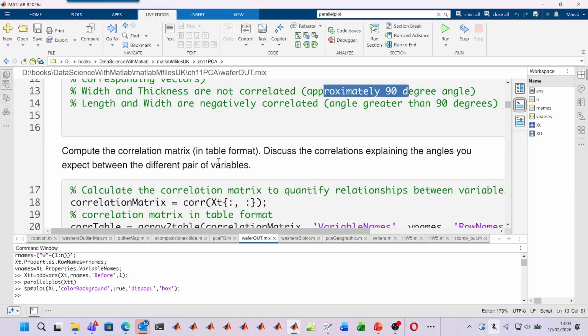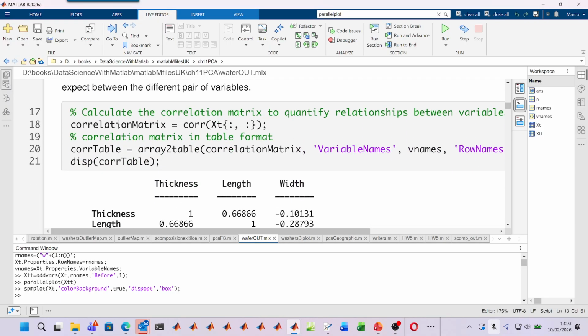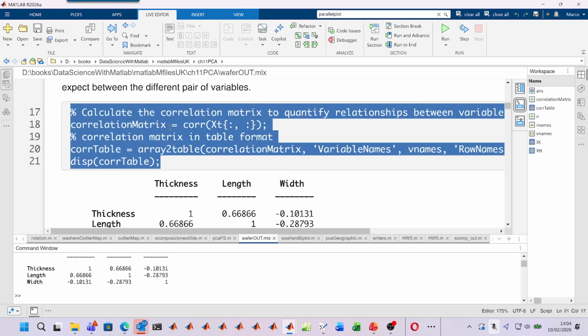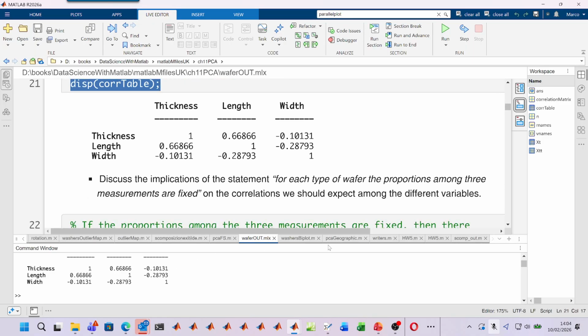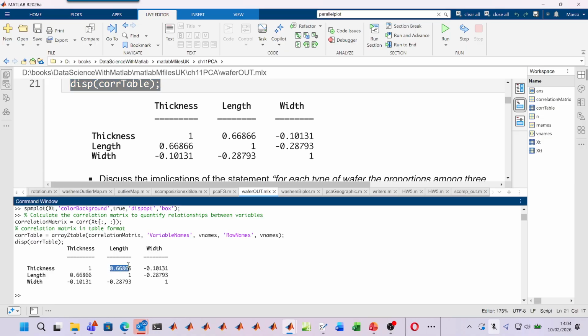Compute the correlation matrix with cor, and then array to table. Nothing special here. So what do you observe? A positive correlation between thickness and length, while thickness and width, as we saw before, have a correlation which is virtually zero.